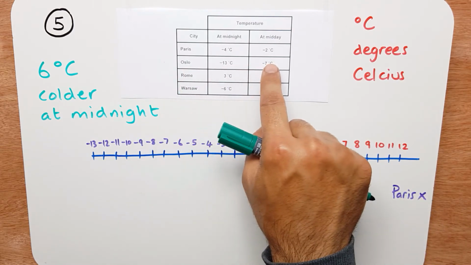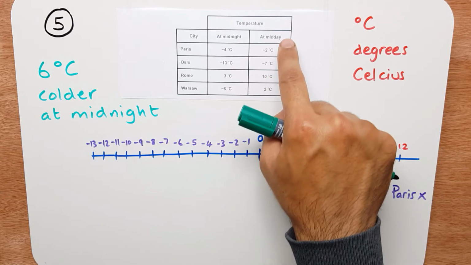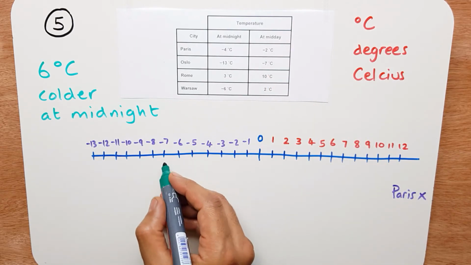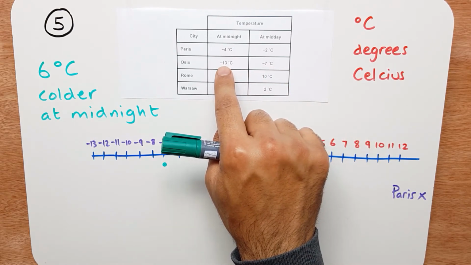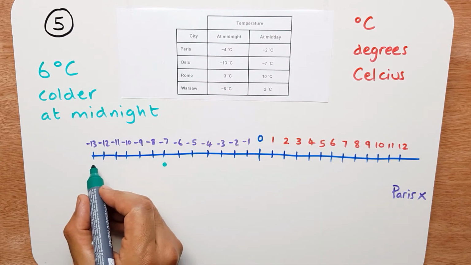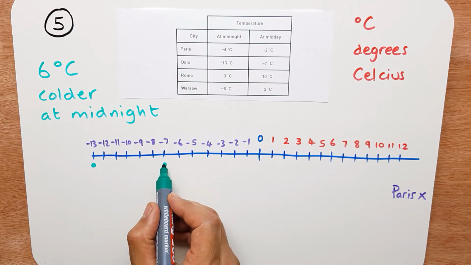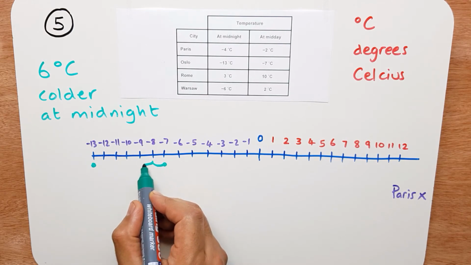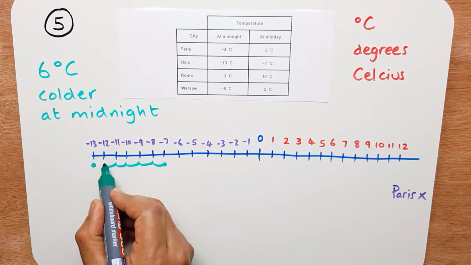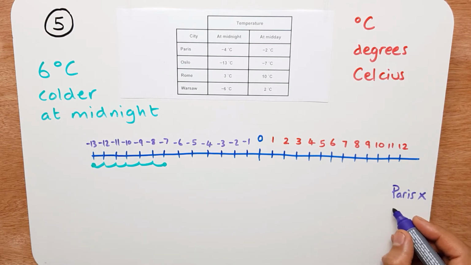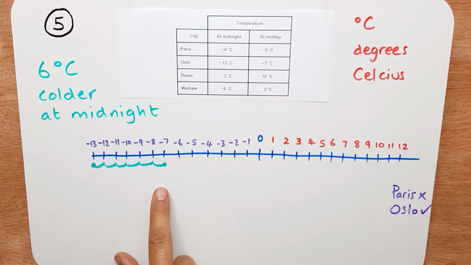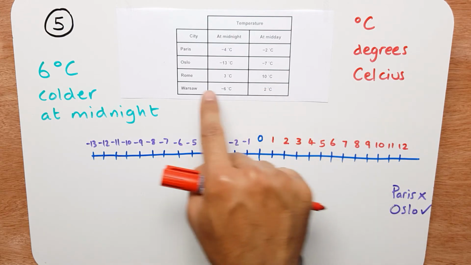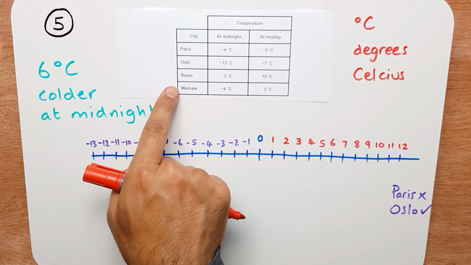So let's try Oslo. It's -7 degrees Celsius at midday. And -7 is there. And if we go across, at midnight, it's -13. And that's there. Now let's find out how many degrees colder it is. 1, 2, 3, 4, 5, 6. So we know Oslo is 6 degrees colder at midnight than it is at midday. And we can stop there. We don't need to do these. But what I'm going to do is go through these two other cities, Rome and Warsaw.